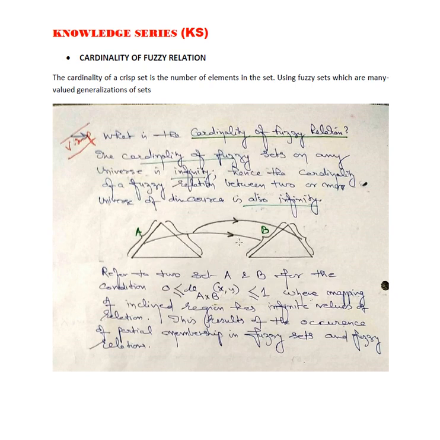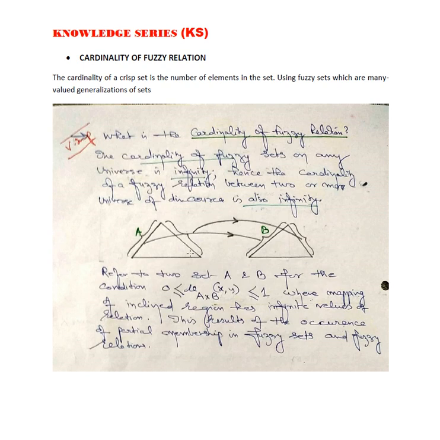So if you want to take a relation for this edge between A and B, you know that if this is infinite and this is infinite, your composition is also going to be infinite. So the cardinality of a fuzzy set on any universe U is infinite. Hence the cardinality of a fuzzy relation between two or more universes of discourse is also infinite.